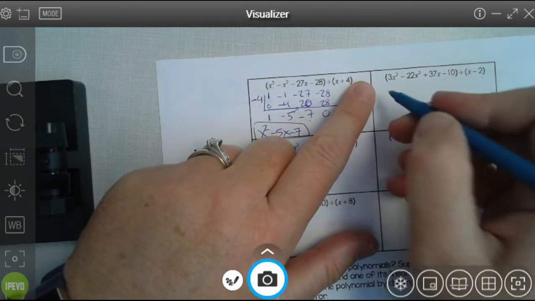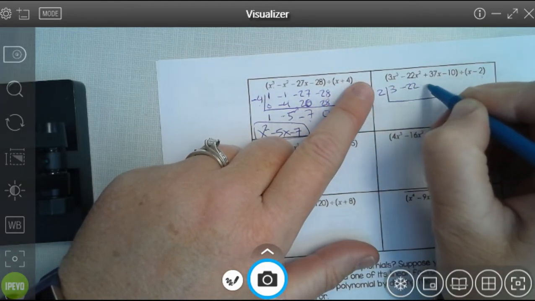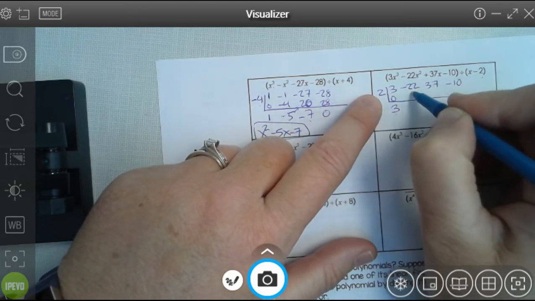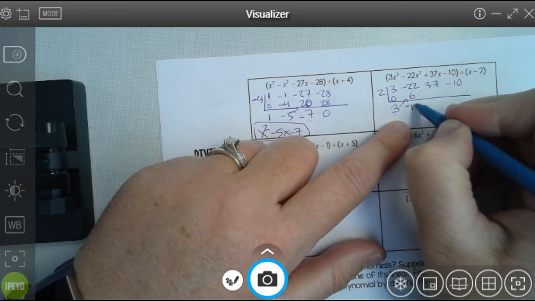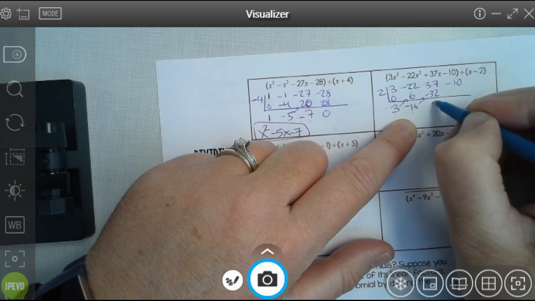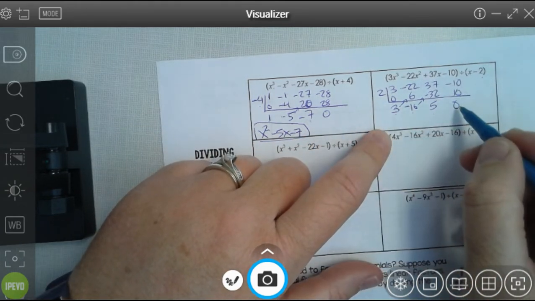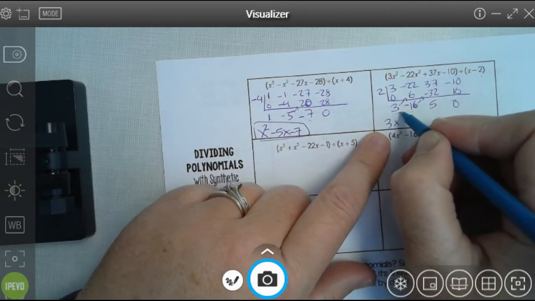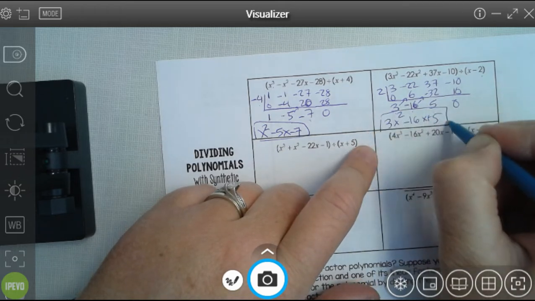So again, opposite. So 2 goes on the outside. 3, -22, 37, and -10. Add down, multiply it. So I'm doing 3 times 2, and that goes back up. Add these numbers down, multiply these numbers, bring it back up. Add down, multiply these two numbers and bring them back up. Add down. Remainder is 0 again. That's a 16. So it was an x cubed, so it becomes 3x squared minus 16x plus 5, no remainder.